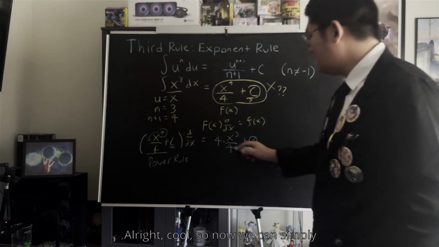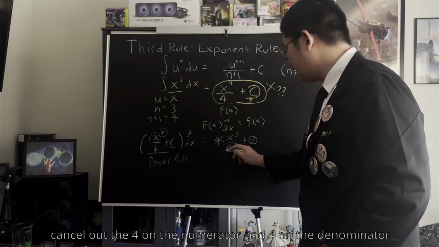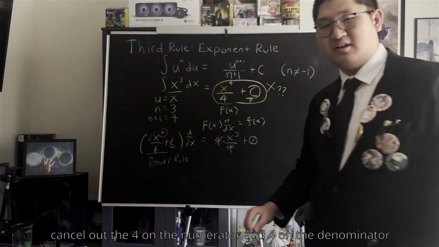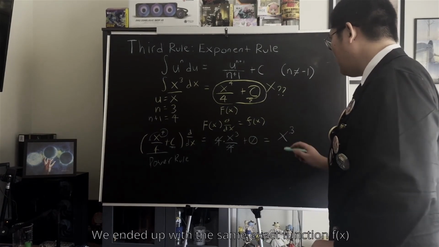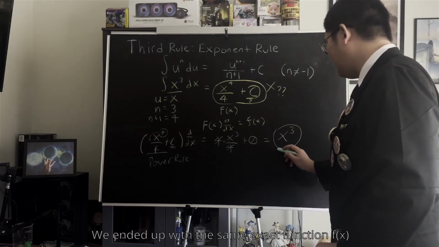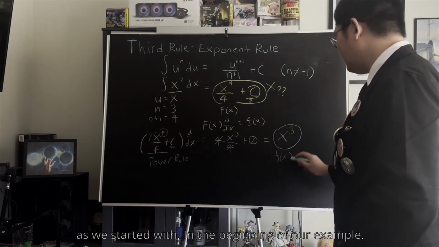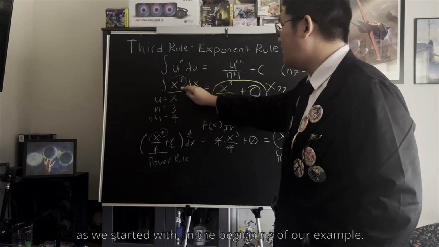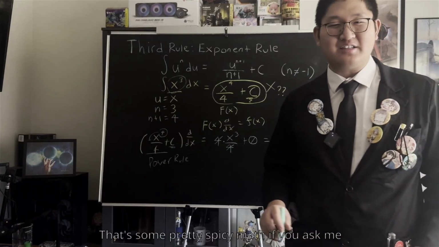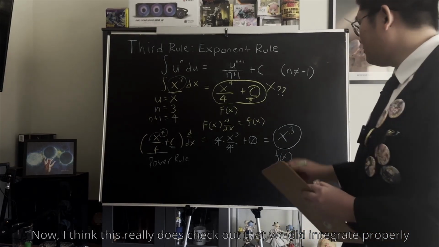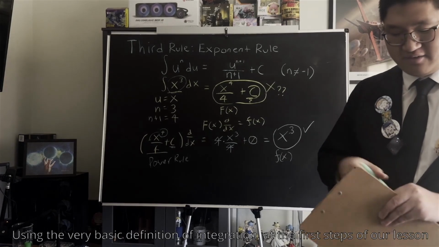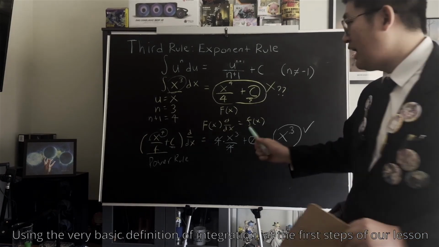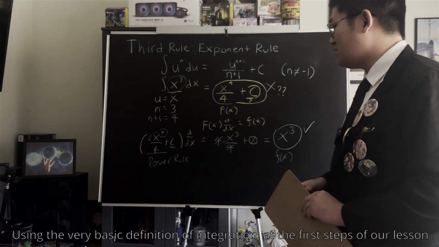All right, cool. So now we can simply cancel out the 4 on the numerator, 4 on the denominator, and oh man, would you look at that. We ended up with the same exact function, lowercase f of x, as we started with in the beginning of our example. Oof, that's some pretty spicy math if you ask me. Now, I think this really does check out that we did integrate properly, using the very basic definition of integration at the first steps of our lesson here.